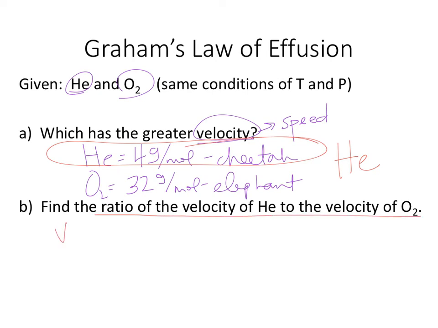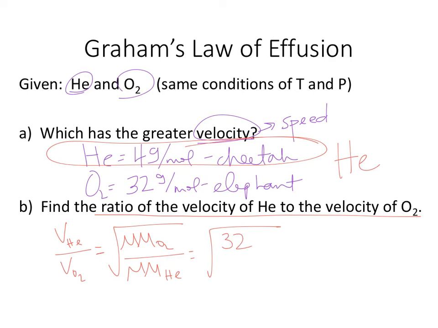The velocity of helium compared to the velocity of oxygen is equal to the square root of the inverse of their molar masses. That's the molar mass of oxygen compared to the molar mass of helium, which, if I say that again, that's 32, because that's the molar mass of oxygen, compared to 4, which is the square root of 32 over 4. Let's calculate that real fast.